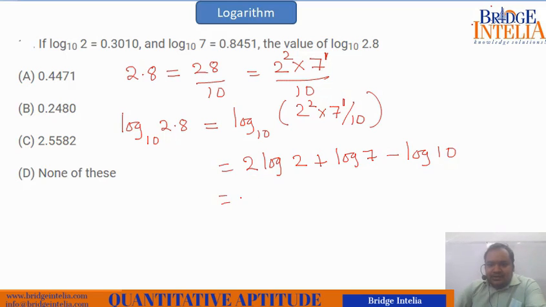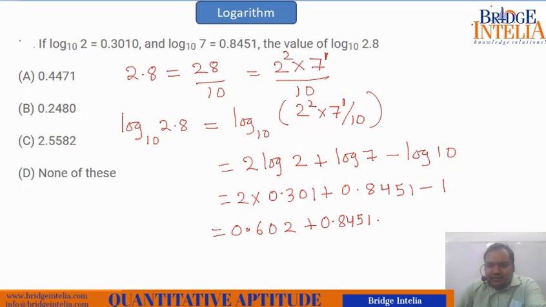So 2 into 0.301 plus 0.8451 minus, what is log 10? Log 10 is 1. So this is 0.602 plus 0.8451 minus 1. So if you solve this carefully, this comes out to be 0.4471. So now let's move further.